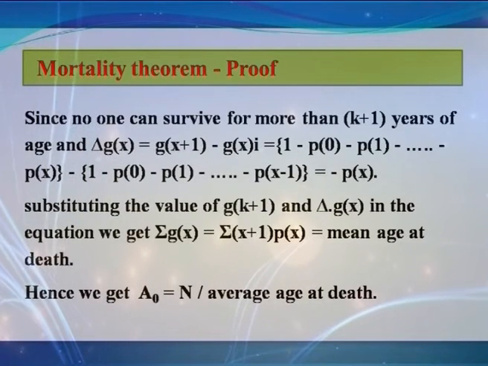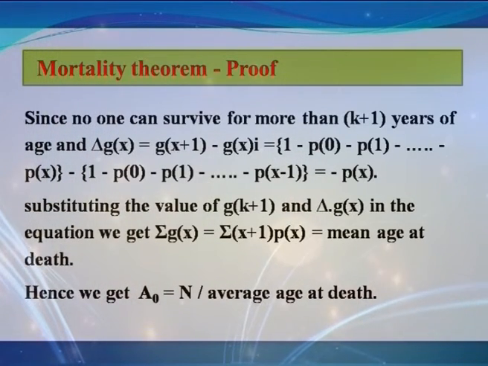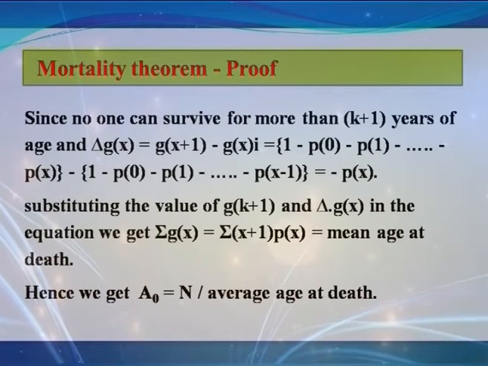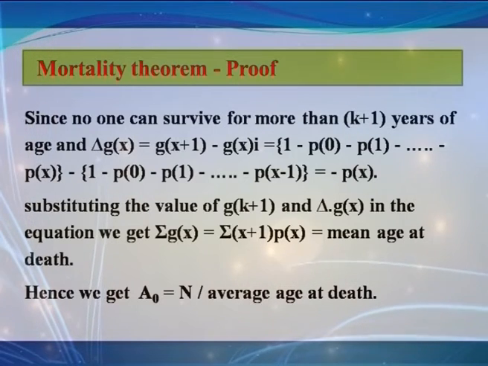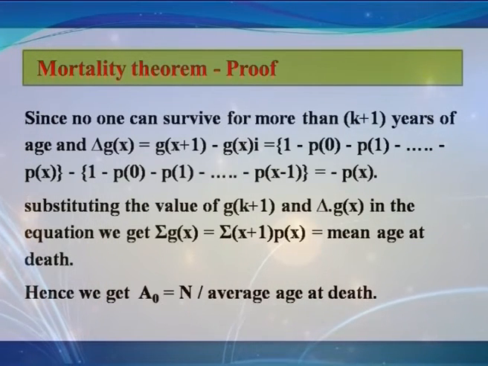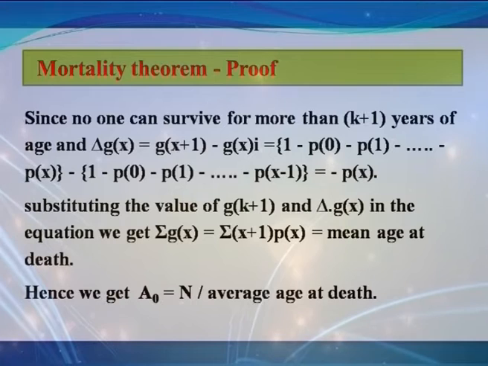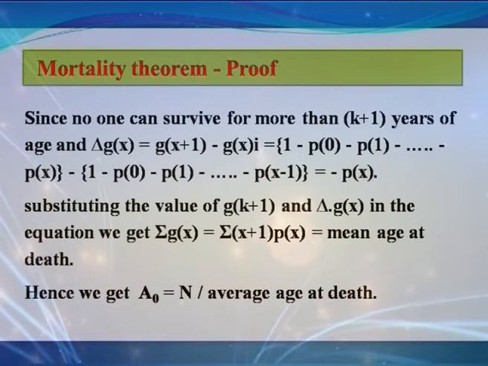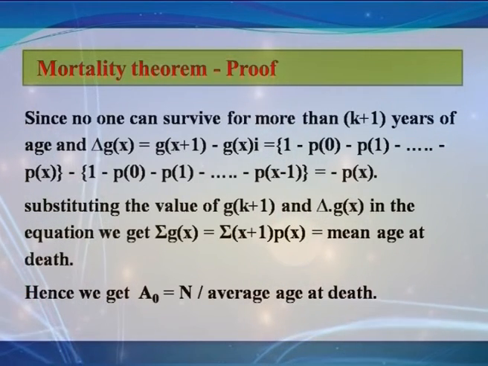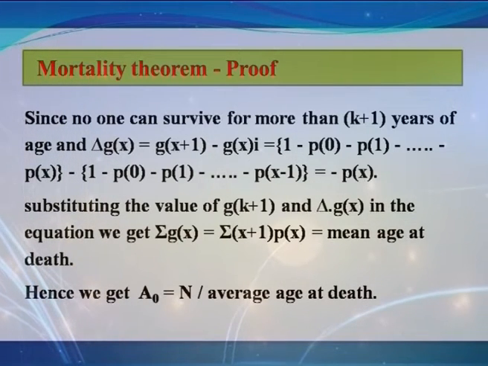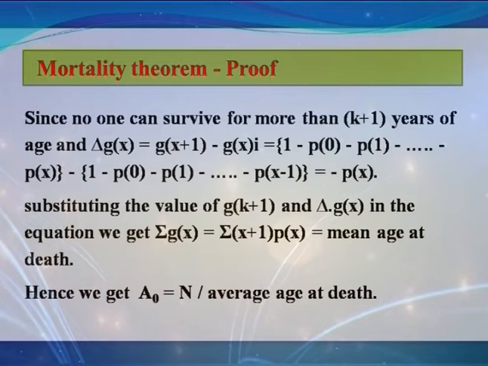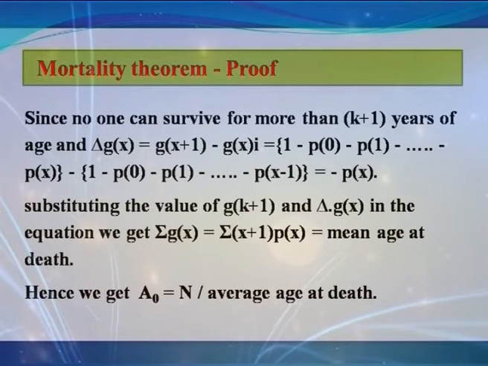Since no one can survive for more than k plus 1 years of age, and delta g of x equal to g of x plus 1 minus g of x is equal to 1 minus p of 0 minus p of 1 minus up to minus p of x minus 1 minus p of 0 minus p of 1 minus up to minus p of x minus 1, is equal to minus p of x.